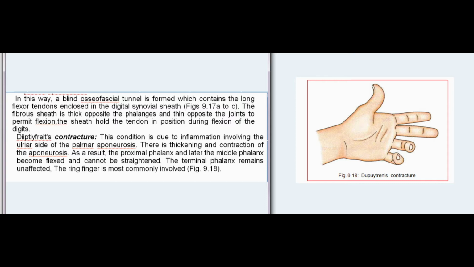This condition is due to inflammation involving the ulnar side of the palmar aponeurosis. There is thickening and contraction of the aponeurosis. As a result, the proximal phalanx and later the middle phalanx become flexed and cannot be straightened. The terminal phalanx remains unaffected. The ring finger is most commonly involved, Fig 9.18.